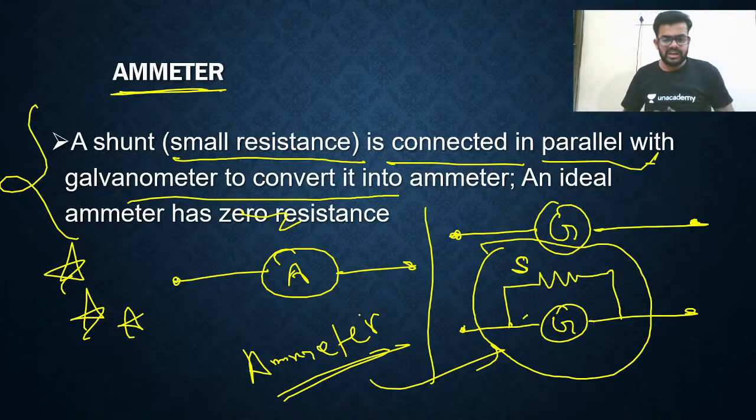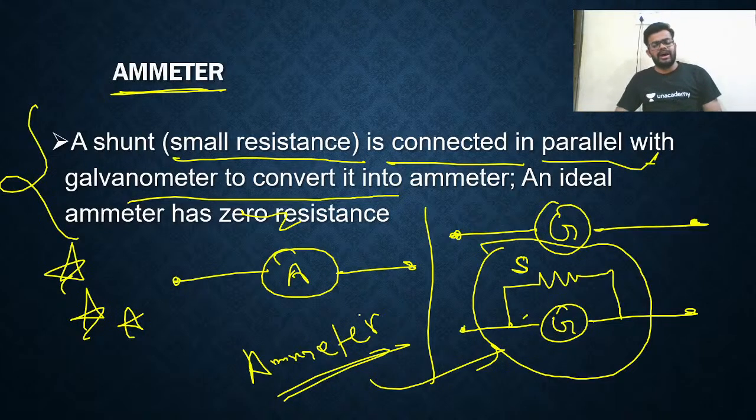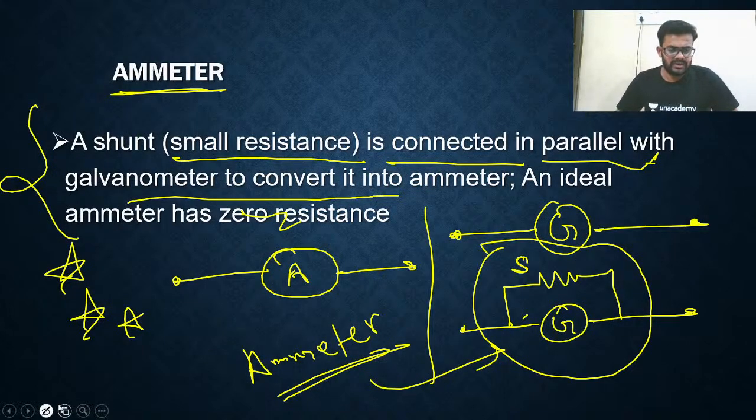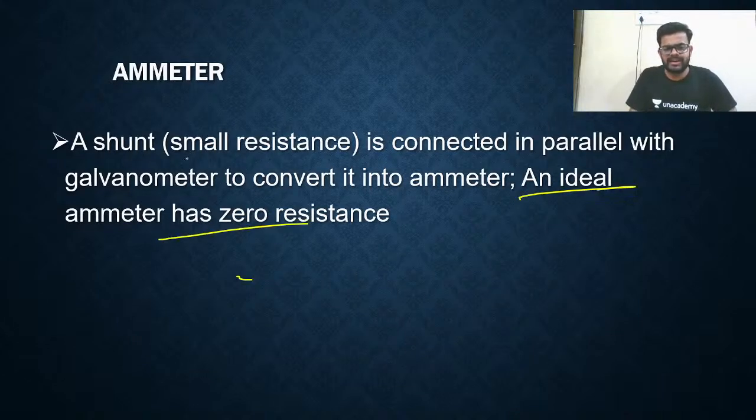My dear friends, if you got this, please give a thumbs up. Very simple thing. A shunt resistance is added parallel to the galvanometer, then it is called an ammeter. It will behave as an ammeter. Very simple concept. An ideal ammeter always has zero resistance. My dear friends, as I told you, an ideal ammeter will always have zero resistance. That you need to remember.